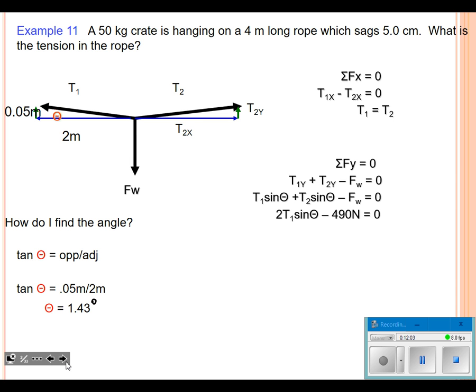Okay, so now I do know my angle value, so I could plug that in over here. All right, and then I could solve for T1. So when I do that, I could do my 490 divided by 2 divided by sine of 1.43 degrees. When I do that, I get an answer of T1 is equal to T2, which is equal to 9,803.06 newtons.